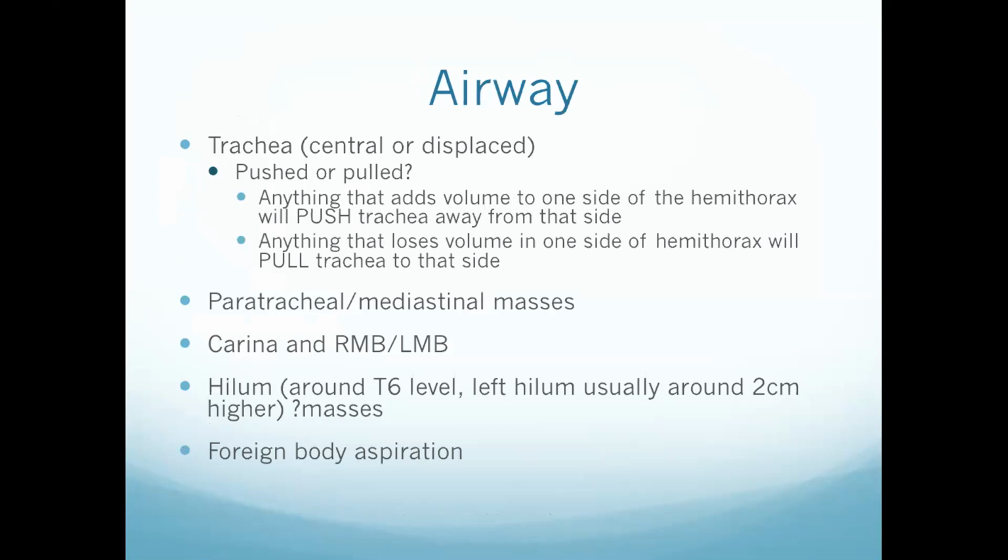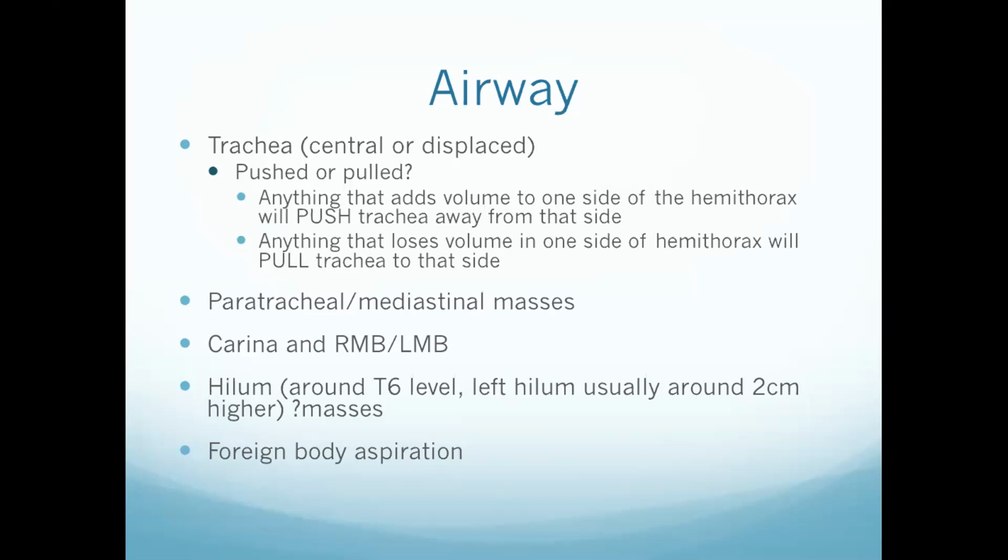The way I think of it is anything that adds volume to one side of the hemithorax will push the trachea away from that side. For example, something like a tension pneumothorax, a massive pleural effusion or a mediastinal mass. And anything that loses volume on one side of the hemithorax can pull the trachea towards that side. That would be your pneumonectomies, total lung collapses, and small pneumothoraces as well.